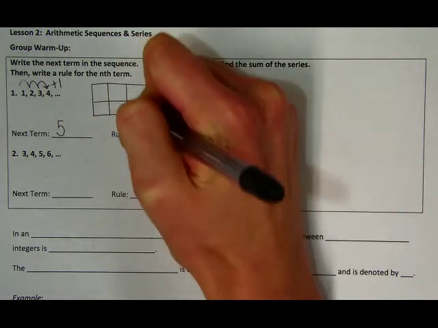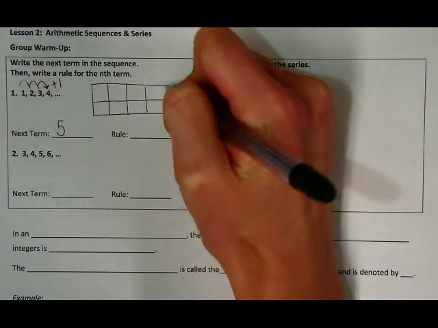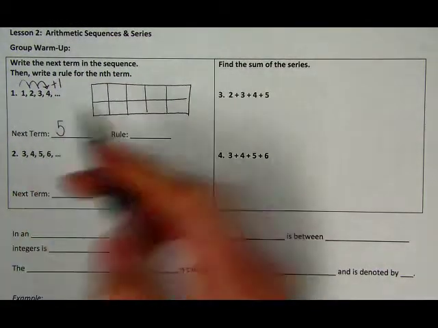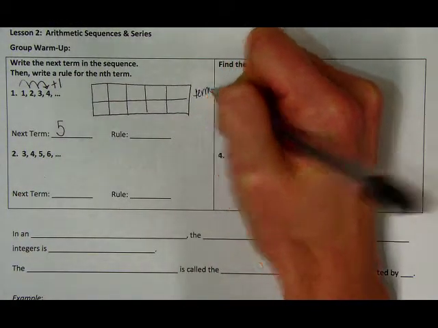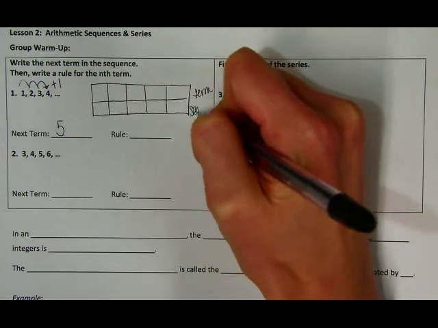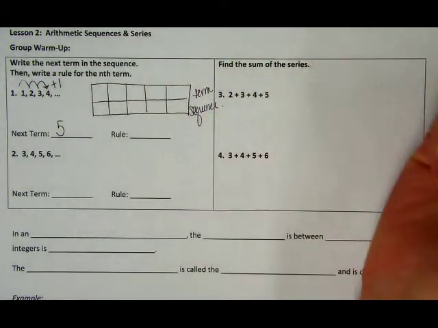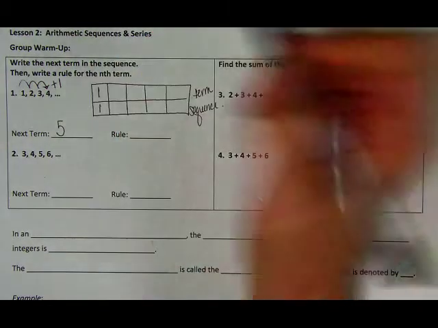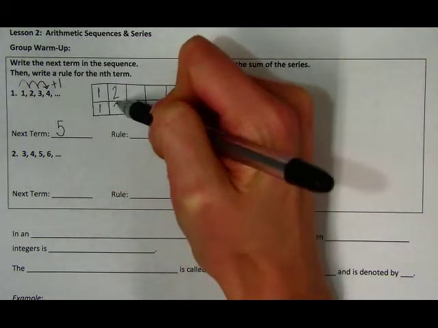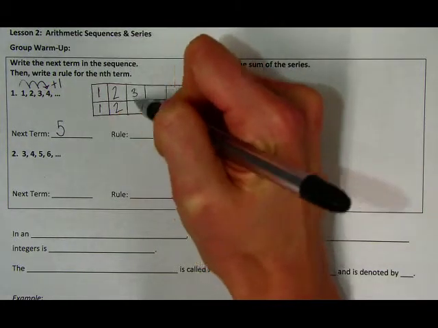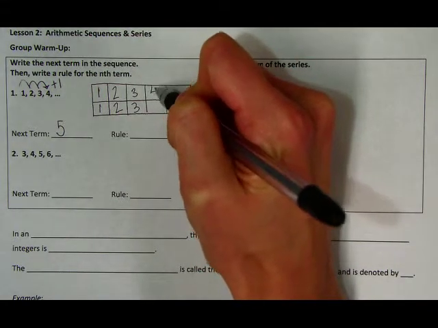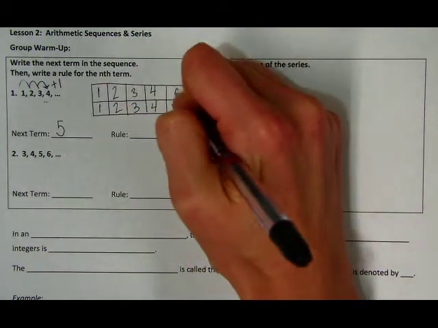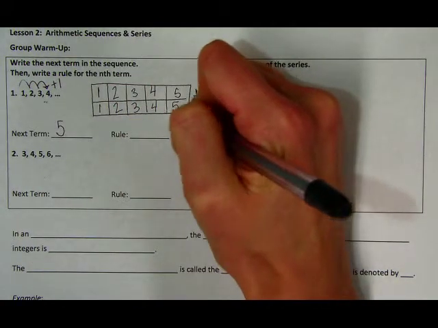So we're going to set up our little chart like we did in lesson 1. And we're going to plug in our values. The top row is always the term value, and the bottom row is always the actual sequence numbers we're given. So for example, our first term is 1. Our second term is 2. Our third term is 3. Our fourth term is 4. And our fifth term, which is our next term, we know is 5 because we found that before.